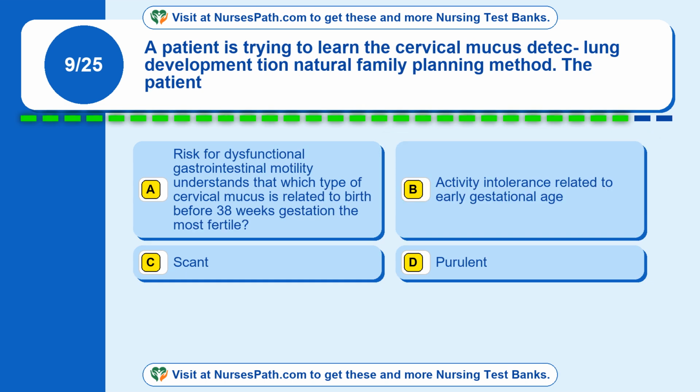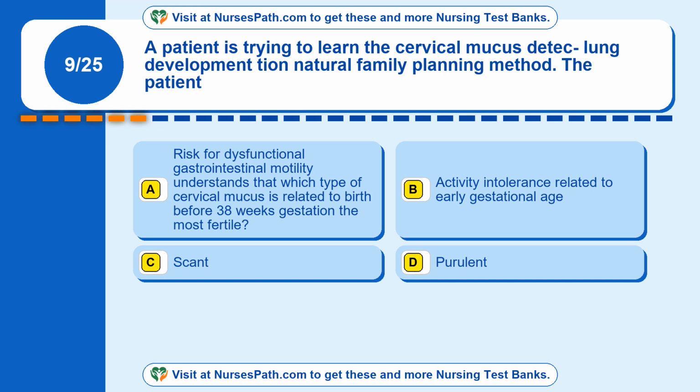Question 9. A patient is trying to learn the cervical mucus method, a natural family planning method. The patient understands that which type of cervical mucus is the most fertile?